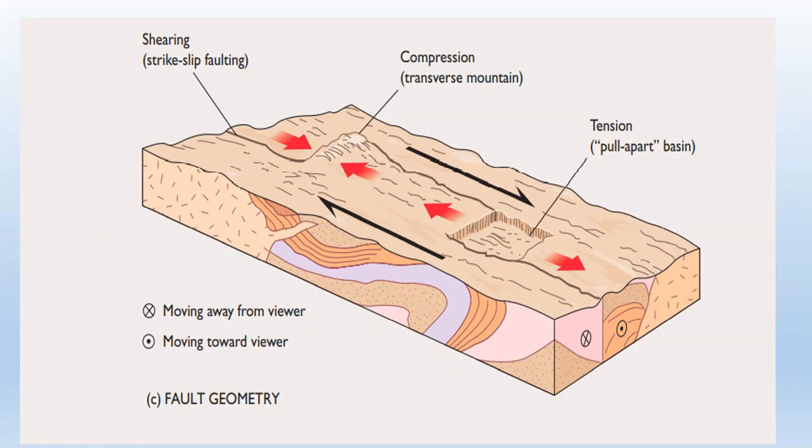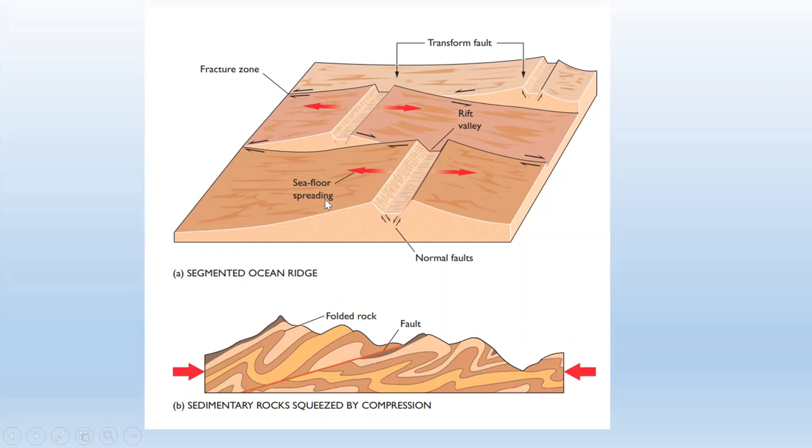When there is compression, positive flower structures form, and because of tension, pull-apart basins develop and negative flower structures form in these pull-apart basins. And in these compressive areas, positive flower structures form. If you see the segmented ocean ridge, this is the position of the ocean ridge. Now you have to know which type of fault is where.